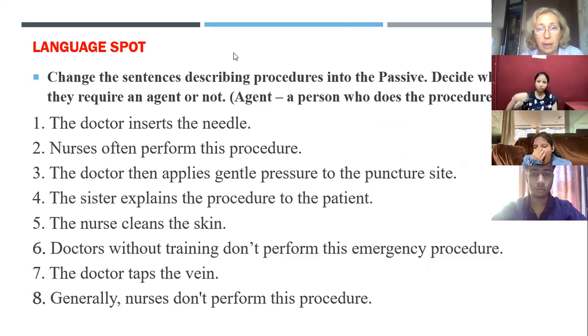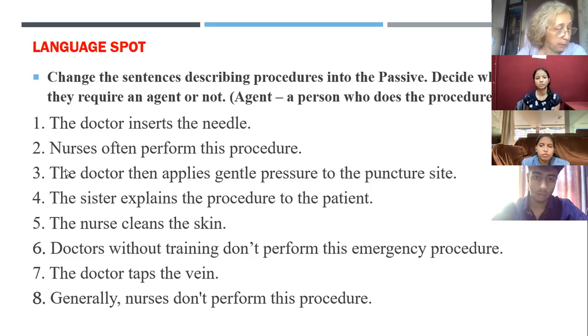Well, and here the task on this slide is to change the sentences describing procedures into the passive voice. All the sentences here are in the active voice, and we should change them, and we should decide whether they require an agent or not. An agent is a person who does the procedure, like a doctor, nurse, and so on. So do we need to use by, or is it optional here? Well, let's listen.